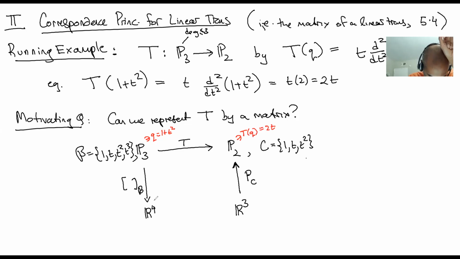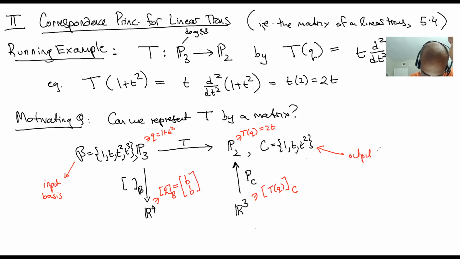And now we've already thought about how to express these input and output vectors as vectors in R4 and R3, right? So in R4, the vector that's going to be sitting there is the coordinate vector of Q with respect to B, which is 1, 0, 1, 0. And what's sitting in R3 is going to be the coordinate vector of the output, T of Q, with respect to the output basis, C. So I'm distinguishing now: this is the input basis, the basis of the domain, and this is the output basis. So what's the coordinate vector of T of Q? 0, 2, 0.